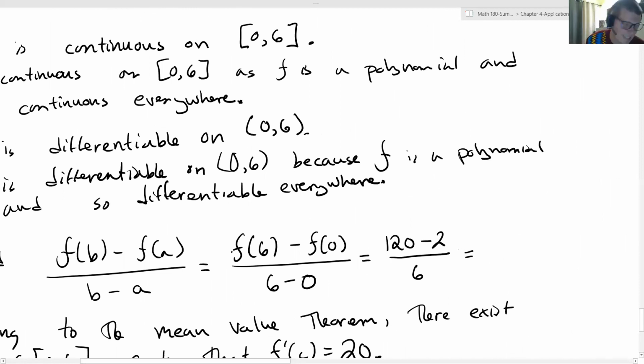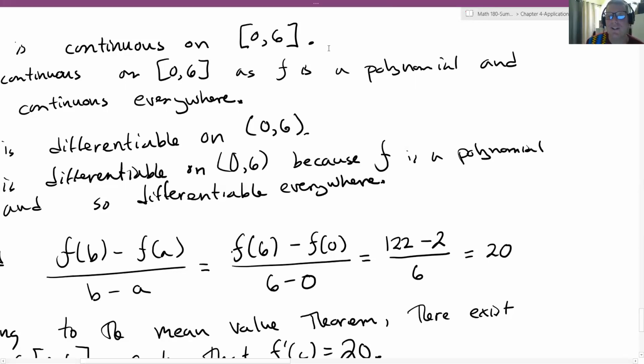So this ends up being 118 over 6, which is like 19.66667. No, Professor, it's 122 minus 2. F of 6 is 122. You're totally right. It is 20. I have that written down too. Yes, it's 122. It's the same thing. Danny, you have to include that it was 122 minus 2. Same.